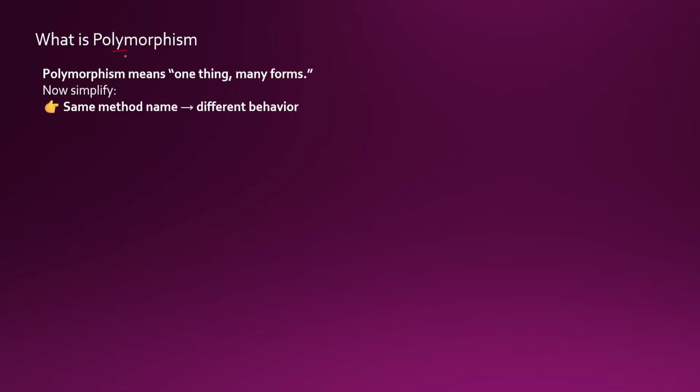Next is polymorphism. Polymorphism means one thing, many forms. Simply put, the same method name, but it works differently. For example, suppose there is an action, that is start. This is a start action. This is a kind of method.